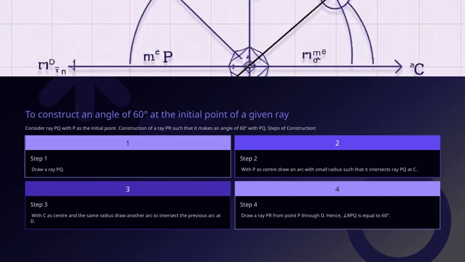Then, we use C as the center and draw another arc with the same radius, intersecting the previous arc at D. This step creates a point D that helps us measure the 60-degree angle accurately. Finally, we draw the ray PR from point P passing through D. This completes our construction, and we see that the angle RPQ is exactly 60 degrees. This step-by-step process ensures precision and helps us understand how to construct specific angles geometrically.